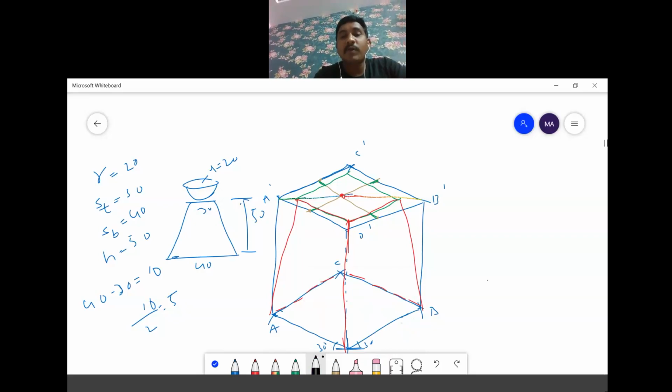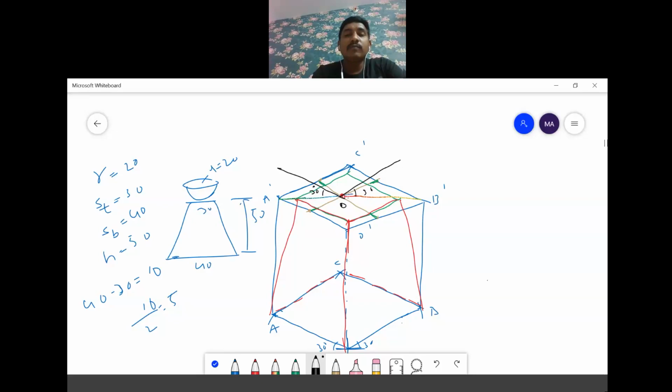Okay, from this midpoint I am drawing a 30 degree inclination, on this side and also on this side. I am marking 30 degrees inclination from this midpoint, O2. I'm taking this midpoint as O2.